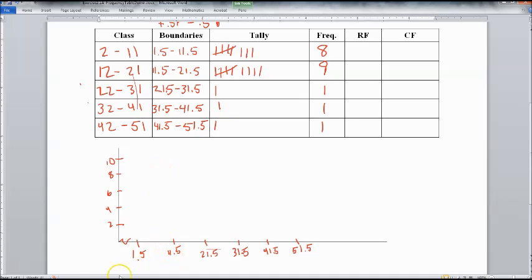As you notice down here, we actually have 1, 2, 3, 4, 5, 6 boundary marks, but I only wanted 5 classes, which is perfect because I have 5 gaps here. That's where we're going to be constructing the histogram.